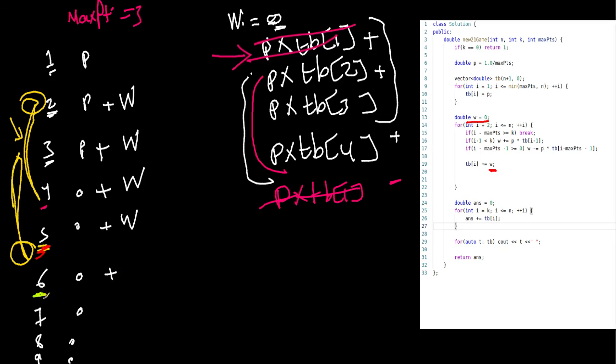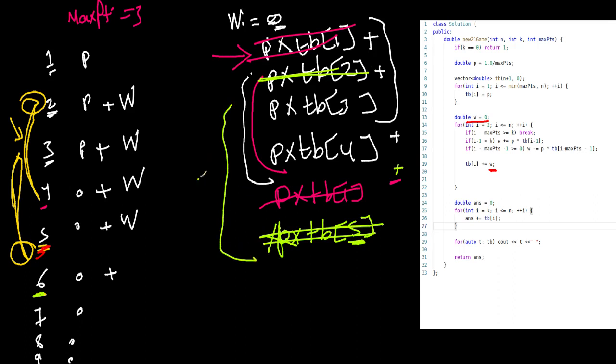The same for 6. For 6 we add p multiplied by tb of 5, but notice that we said we cannot go from 5 to 6, so this is not part of the solution. And we take the first value of the window, so the window is this length 3, and we remove the first one, so we have w minus this value, and we do the plus here, and we assign this to the solution.